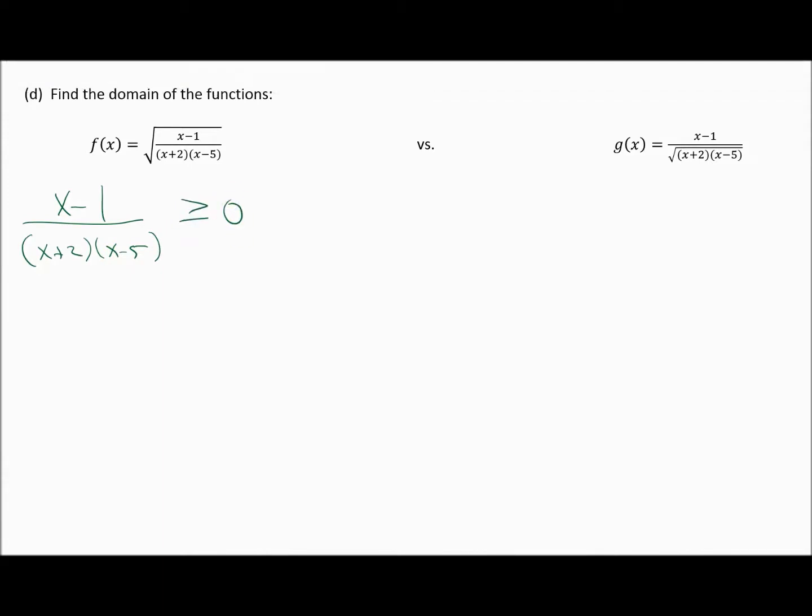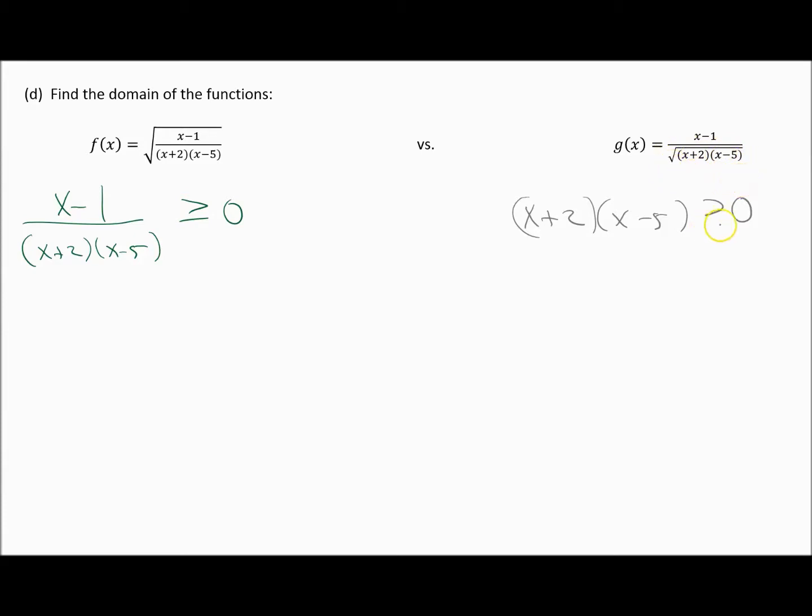Versus this guy over here. The only thing that's under the square root is the x plus 2 times x minus 5. Now, normally I would set that greater than or equal to 0, but it can't equal 0 because it came out of the denominator. So I'm just going to set it strictly greater than 0. And again, the reason I don't have the equal to here is because that came straight out of a denominator.